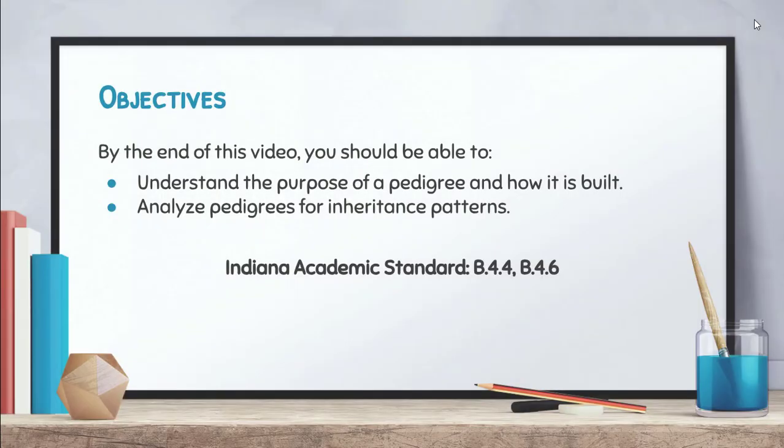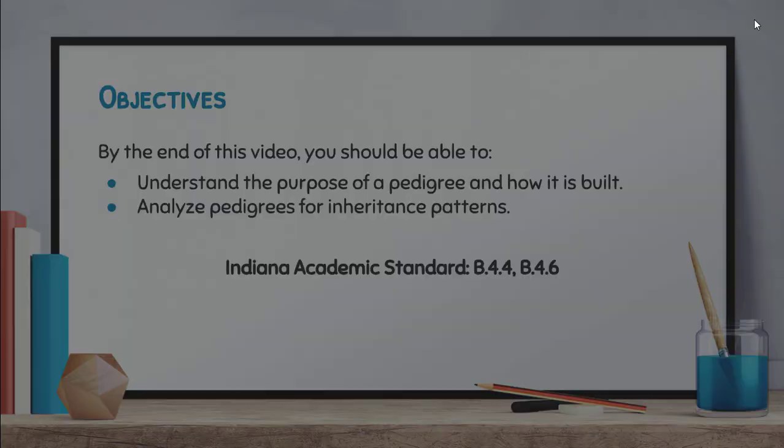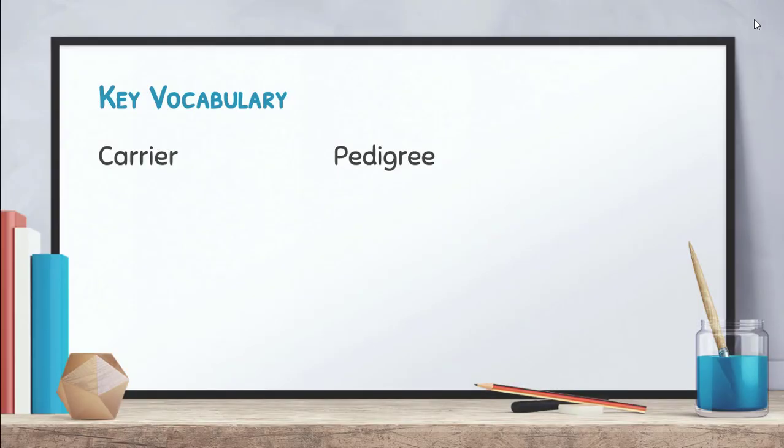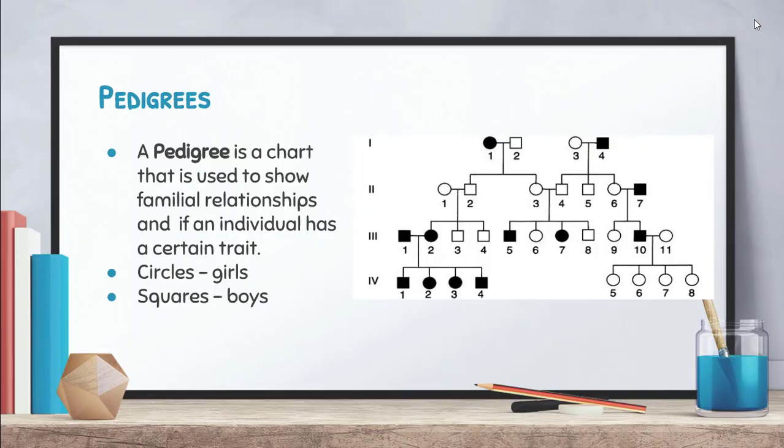By the end of this video, you should be able to understand the purpose of a pedigree and how it's built, as well as analyze pedigrees for the inheritance patterns that are present. So two things we're going to look at here. First is the term carrier, and the second is pedigree. A pedigree is a chart that's used to show familial relationships, and if an individual has a certain type of trait.